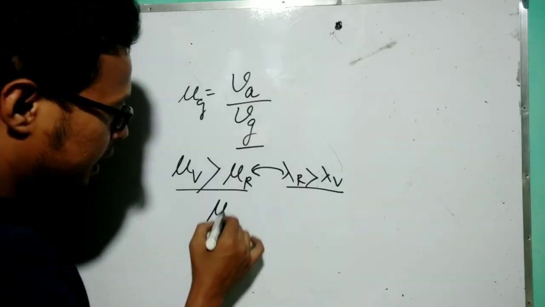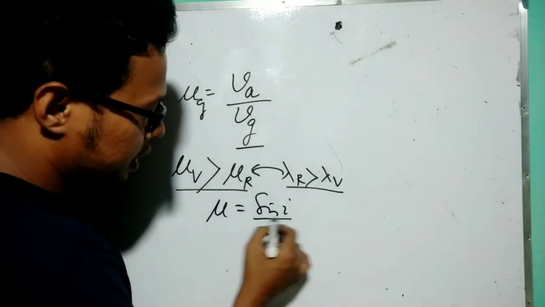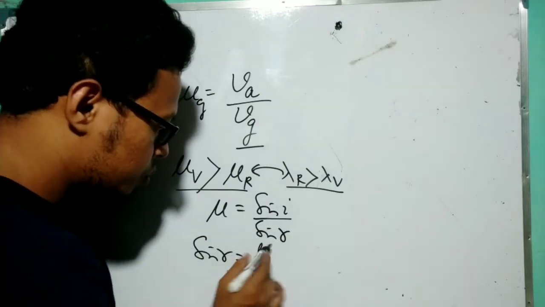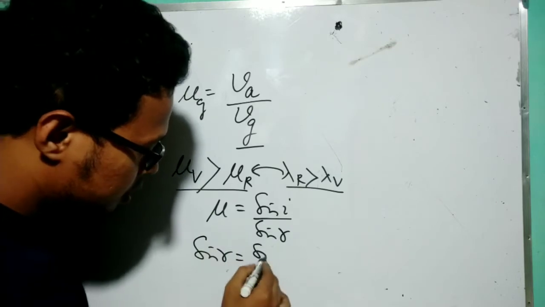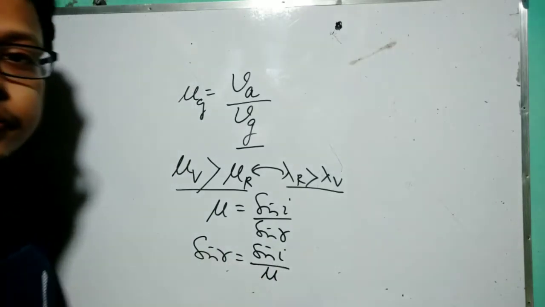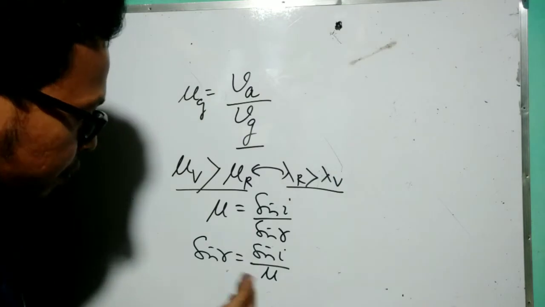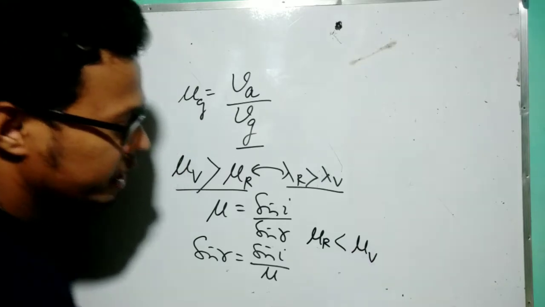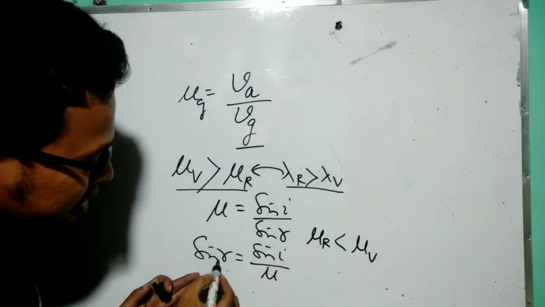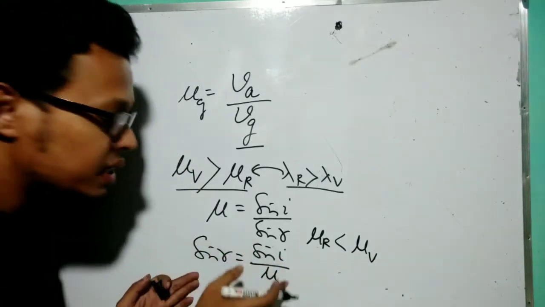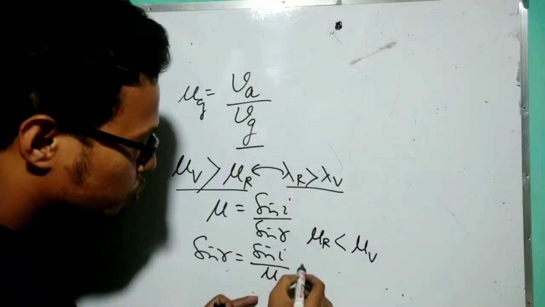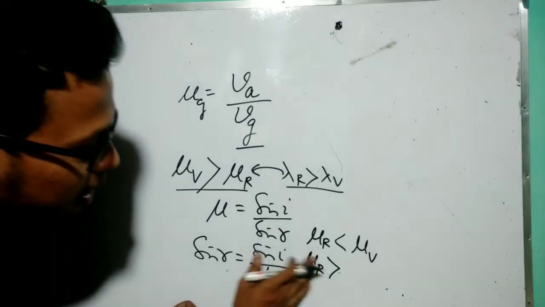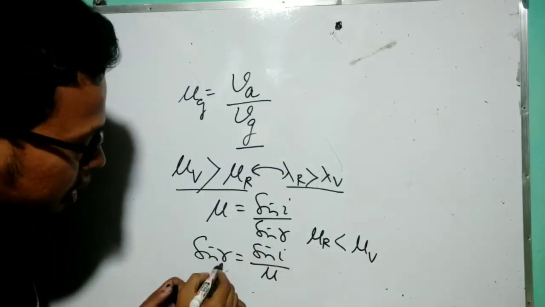Now see, one relation we know, mu equals sine i divided by sine r. So from here we can write sine r equals sine i divided by mu. See, from this equation, as mu R is less than mu V, and as the angle of refraction is inversely proportional to the refractive index, so mu R will be greater than, I am telling this, the angle of refraction.